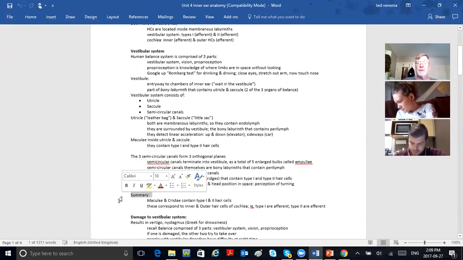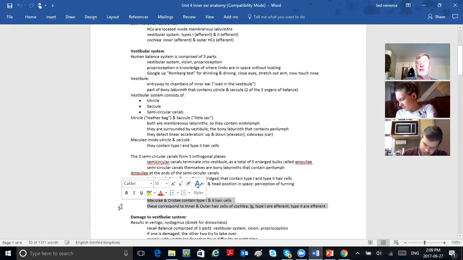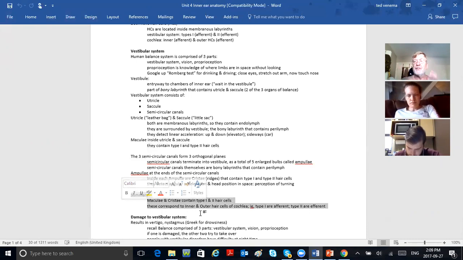Summary. Macula and cristae inside these balance organs contain type 1, type 2 hair cells. These correspond to inner and outer hair cells of the cochlea. Type 1 are afferent, type 2 are efferent. In the cochlea, inner hair cells are afferent, outer hair cells are efferent. Neither the vestibular system nor the cochlea is a one-way street.